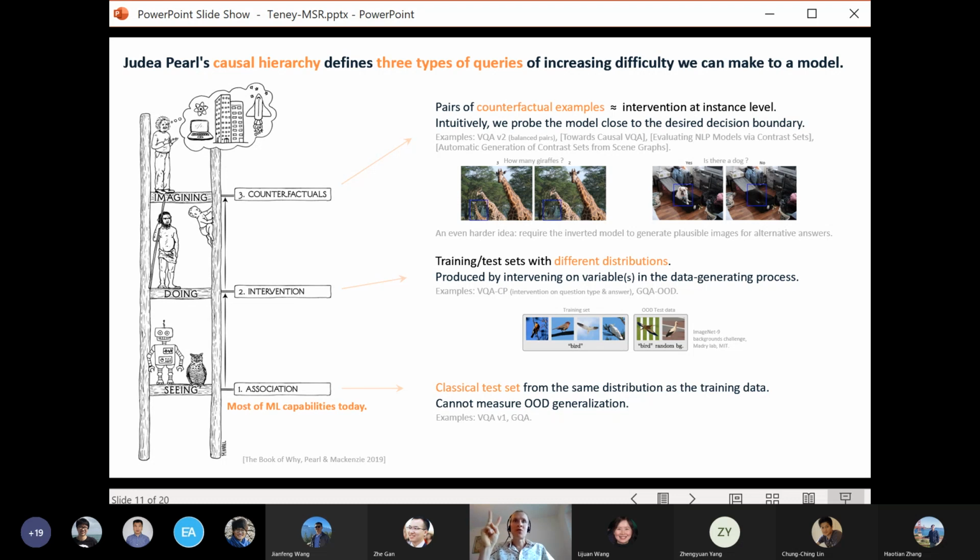And so those pairs of questions basically probe the model very close to the desired decision boundary. So typically those pairs of examples have a different answer. The small difference makes the correct answer different. And since we can match this type of dataset with level 3, this means that this is indeed the most challenging of all types of evaluation.